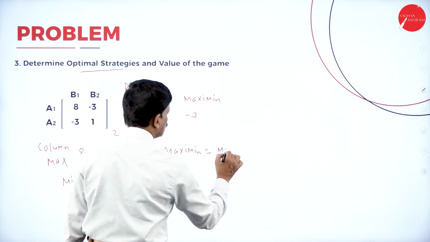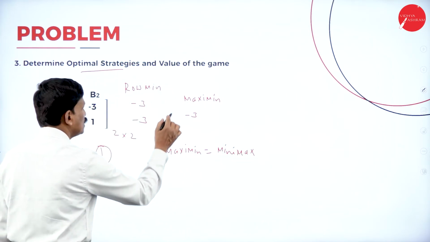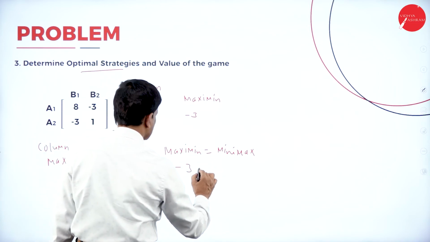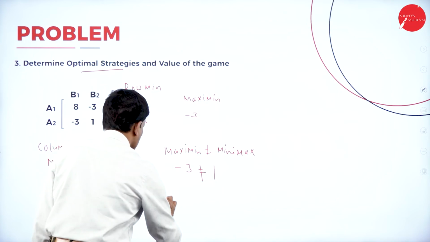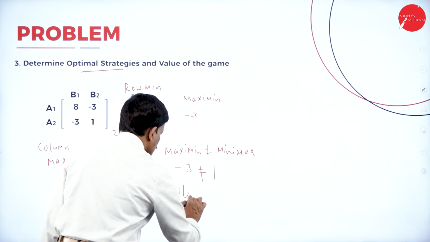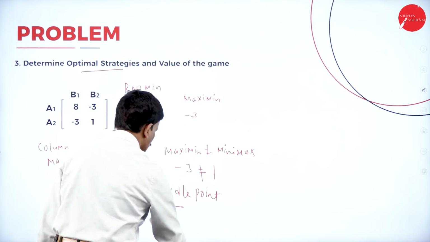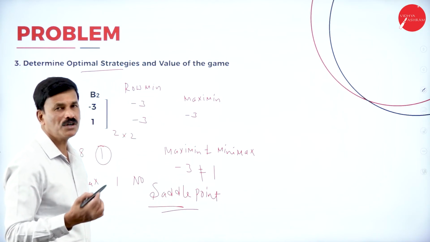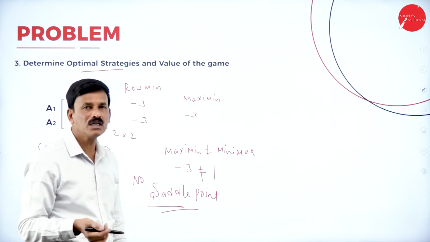Maximin is equal to minimax? Here maximin is minus 3, minimax is plus 1, these two are not equal. So the saddle point does not exist. No saddle point for this. Now we have to find out, same as usual, P1, P2, Q1, Q2 and the value of the game.